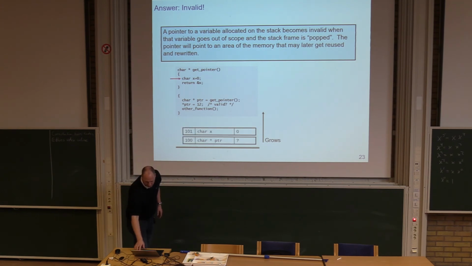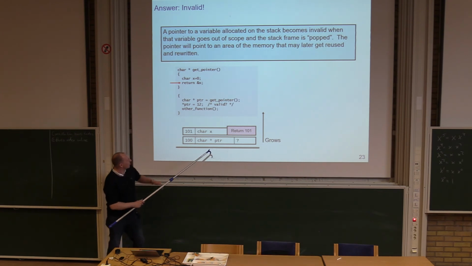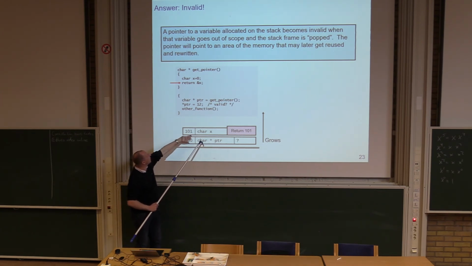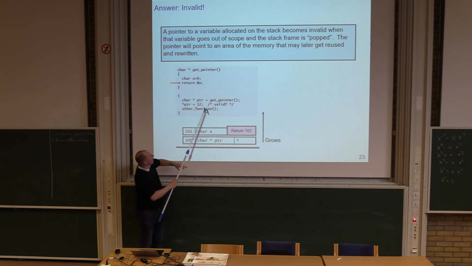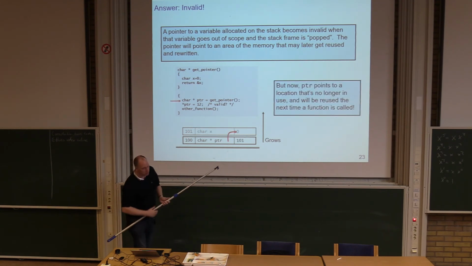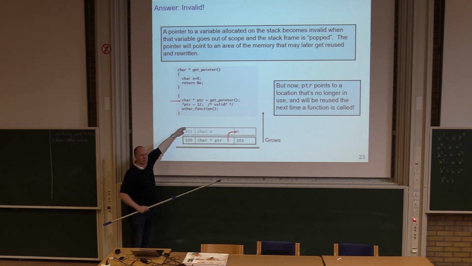But if we just look at what happens here, we create pointer, and then on top of it we created x, which was declared here inside this function. And then let's say that x was now stored at address 101. So we will return 101. And now the stack will be decreased by this element. So it's no longer in scope.